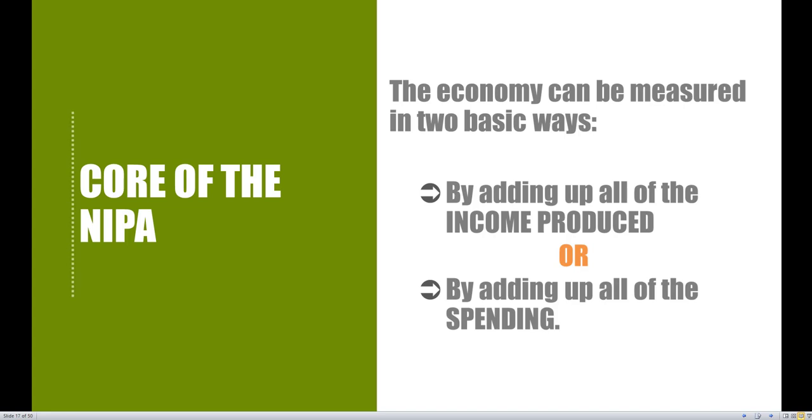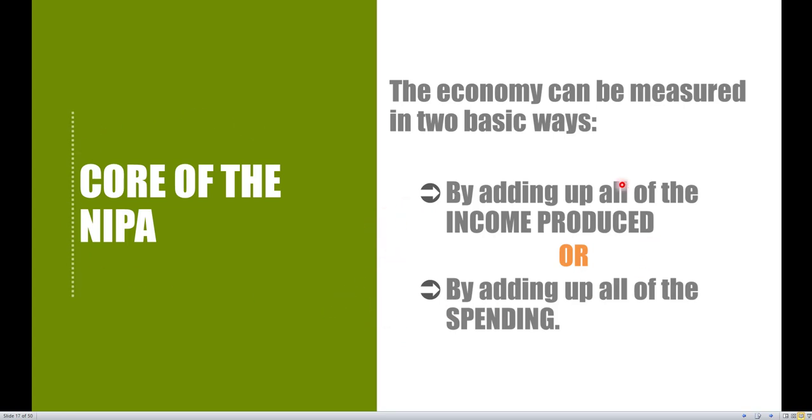We can add up GDP by adding up all the income that's going to be produced within the country, or we can add it up by all of the spending. So there's actually two different versions of the NIPA accounts, and these two different versions tell us that there are two different approaches to calculating up GDP, focusing on the income approach or on the expenditure approach. And we will spend a lot of time talking about the differences and similarities between these two.